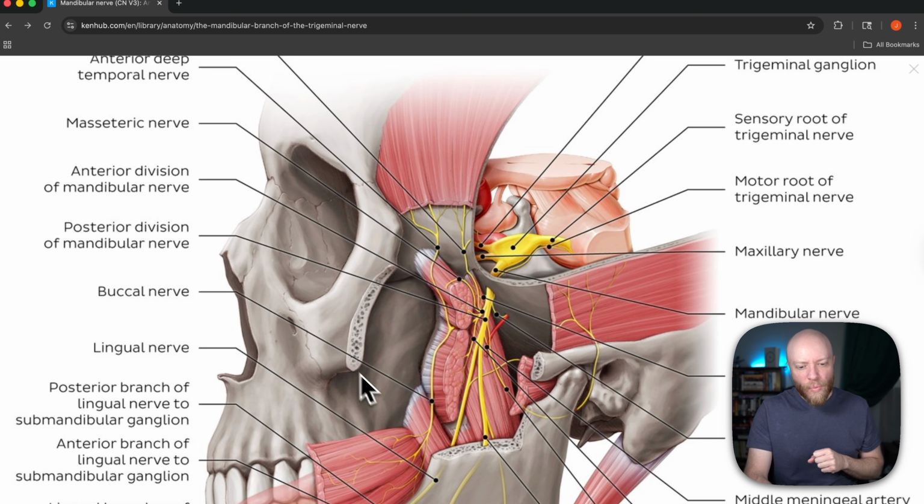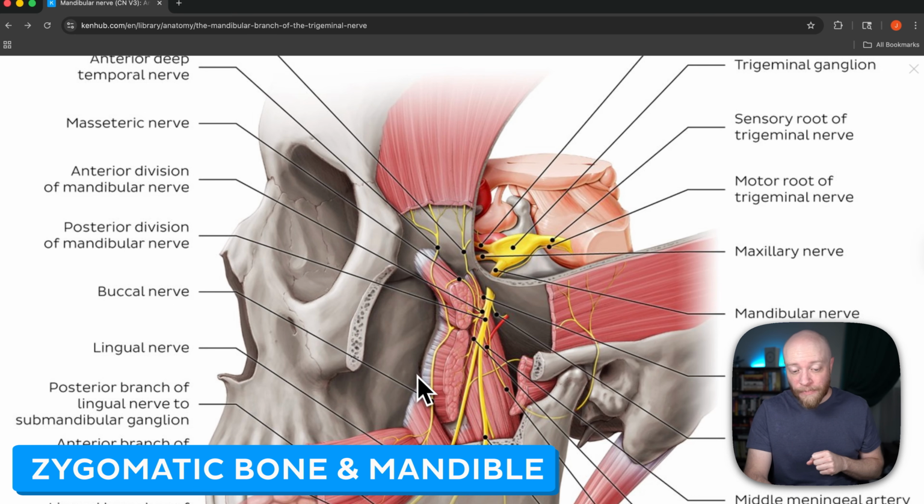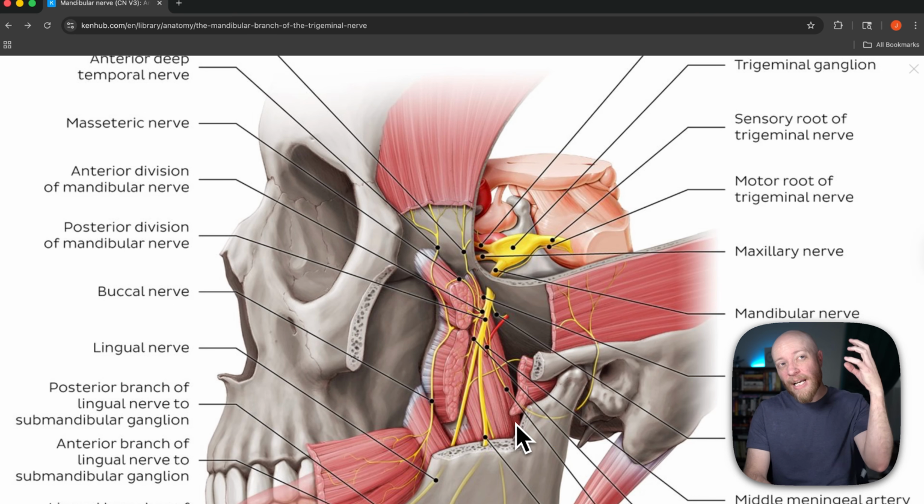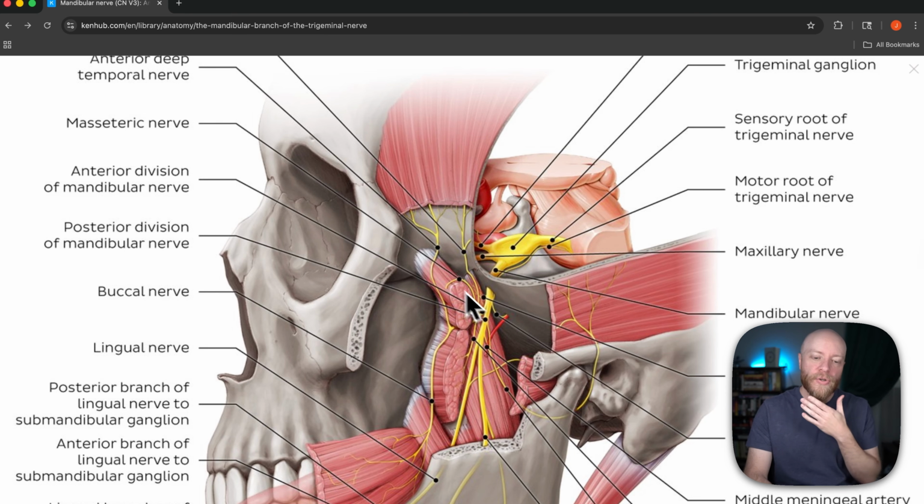And then we've also cut a window through the zygomatic bone and a bit of the mandible. So it's basically like you just grabbed the cheek here and took that off. And then we cut a hole in the side of the skull in order to see internally. That's going to give us a really good understanding of the landscape of the trigeminal nerve.